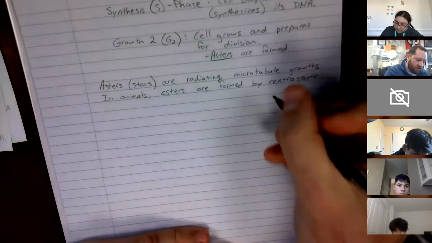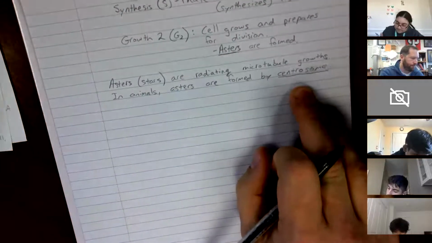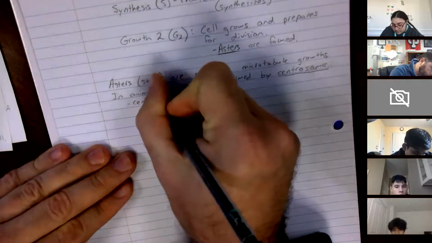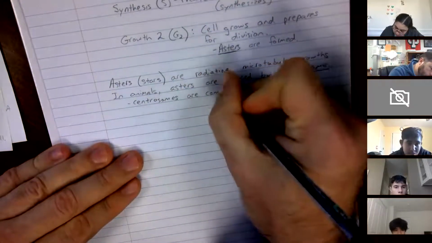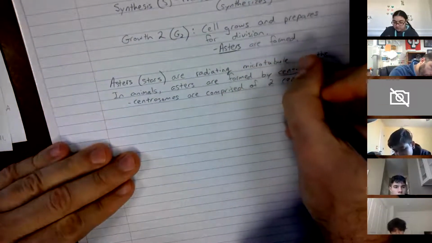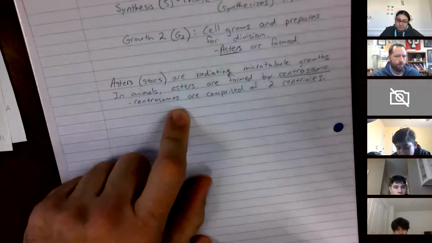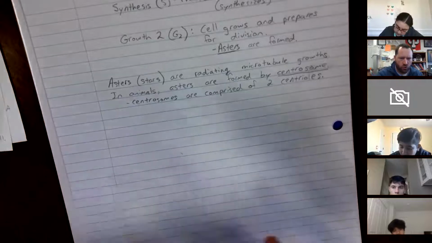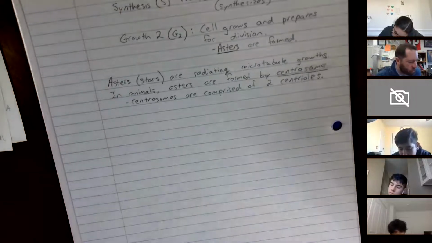All right, in animal cells, the asters are grown from the centrosome. And the centrosomes are comprised of 2 centrioles. Centrioles usually look like little logs. I'm not very artistic, so you won't see it when I draw it, but that's kind of what centrioles look like.